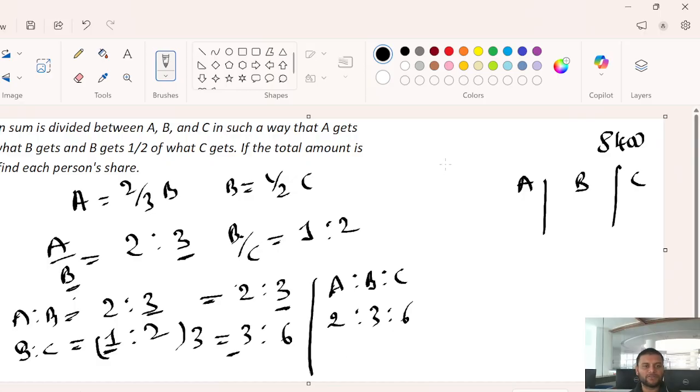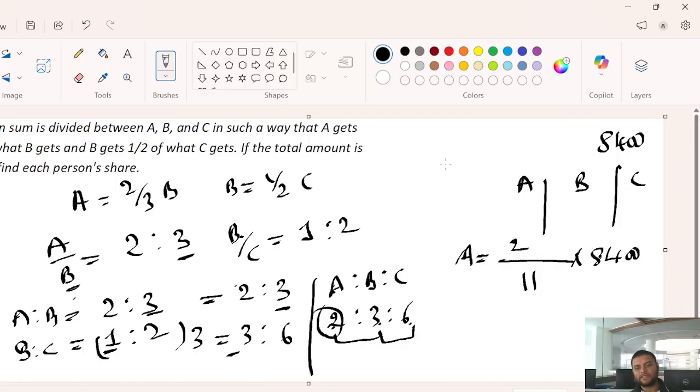Now the question is, if the total amount is 8,400, find each person's share. To find A's share, as we have done in the previous problem, A's share is equal to, who is representing A? 2 is representing A. So 2 divided by total parts, 2 plus 3 plus 6. 6 plus 3 is 9, 9 plus 2 is 11. So total parts is 11, which is multiplied by the 8,400 amount. That will give us the A value.